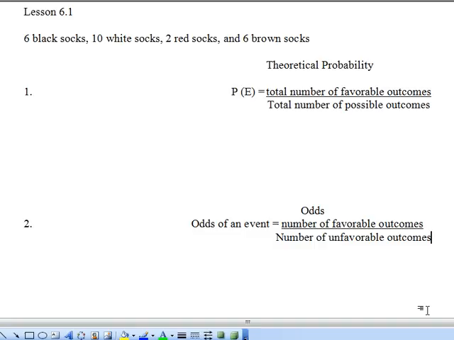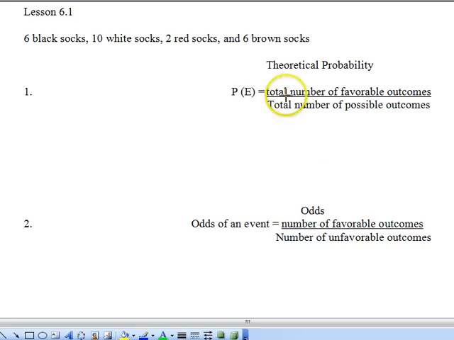Let's look at the problems for lesson 6.1 in the chapter review. There are 2 problems. One deals with theoretical probability and one deals with the odds of an outcome. Number 1 is a probability problem. It says, what is the probability of randomly selecting a brown sock from the drawer? At the top, it says a sock drawer contains 6 black socks, 10 white socks, 2 red socks, and 6 brown socks.